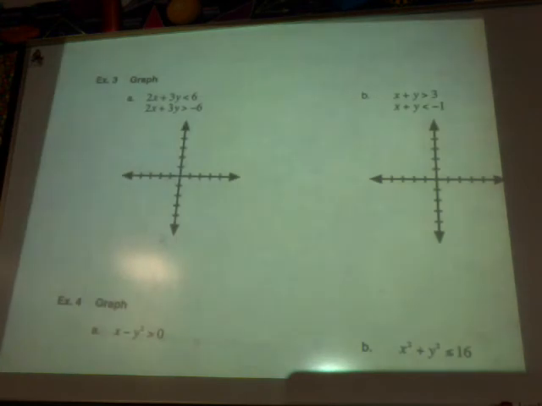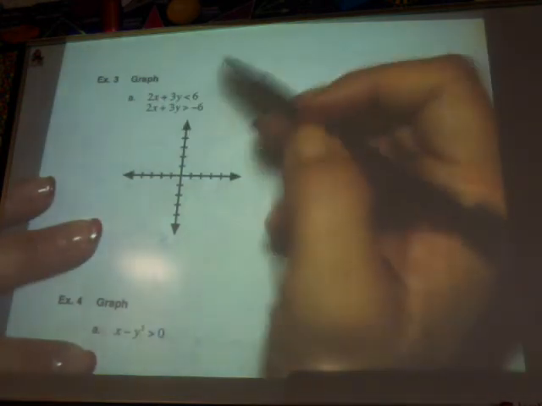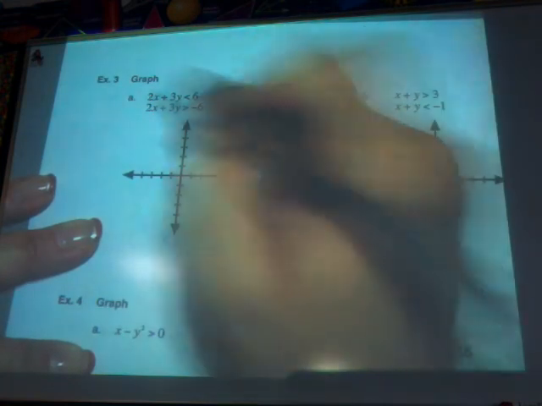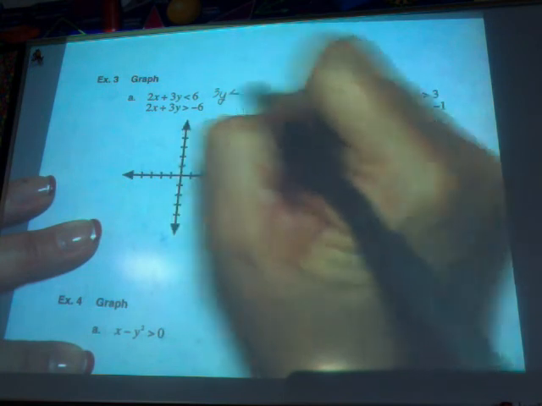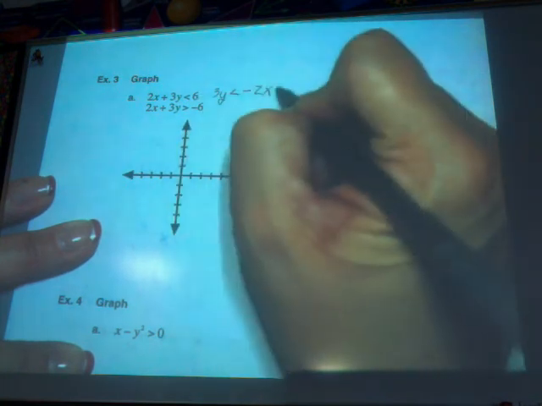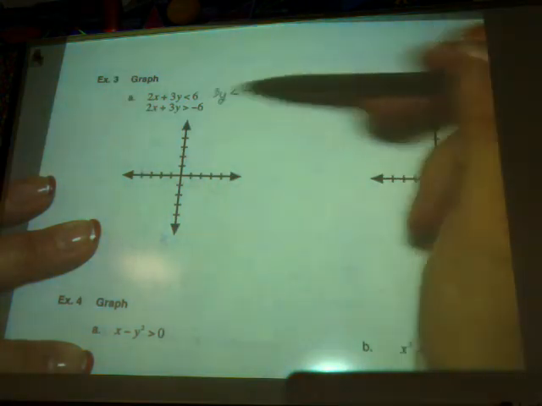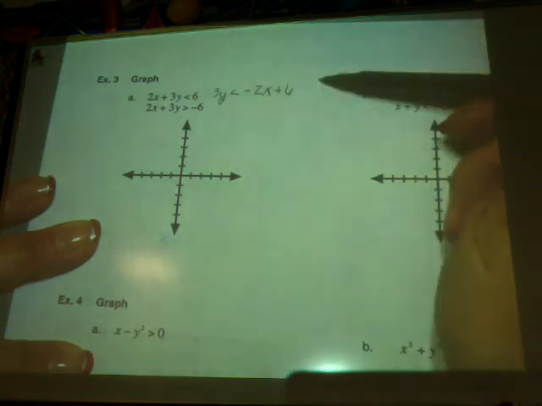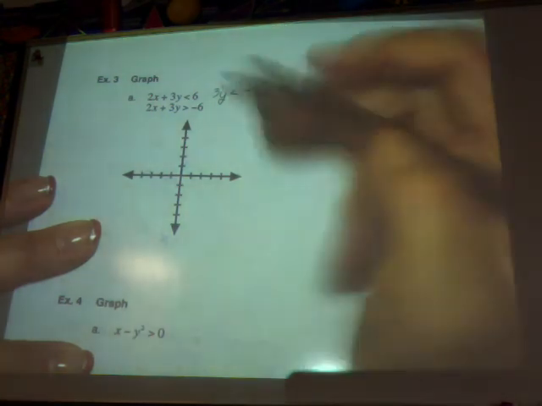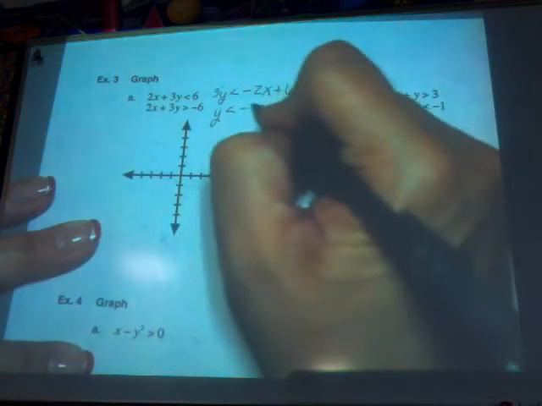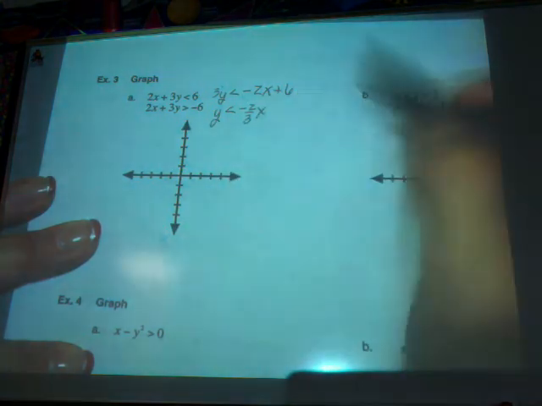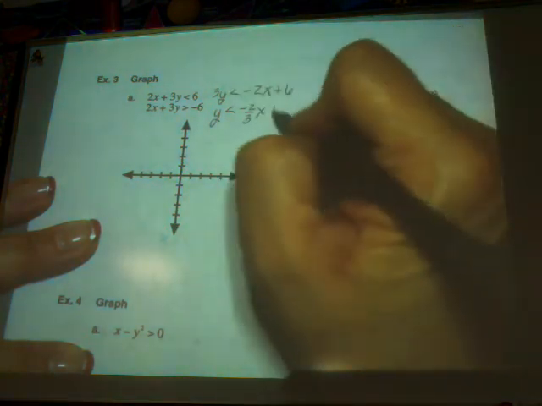Look at that one. The x's and the y's have the same coefficients, but the 6's are different. Let's go ahead and solve these for y. So I'm going to subtract the 2x. So I get 3y is less than negative 2x plus 6. Then to solve for y, don't I divide everything by 3? This divided by 3 is y less than, this creates a fraction, negative 2/3 x, 6 divided by 3 is 2.